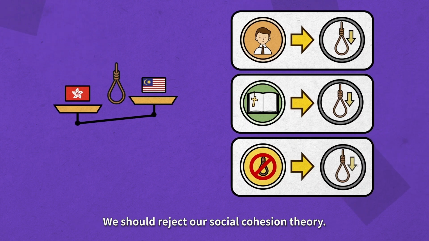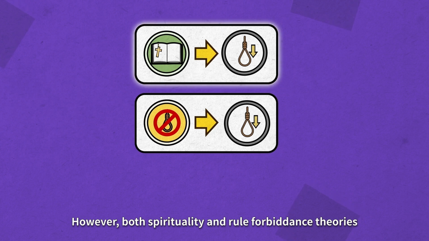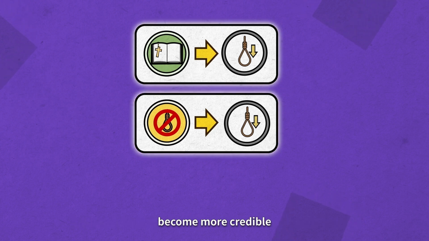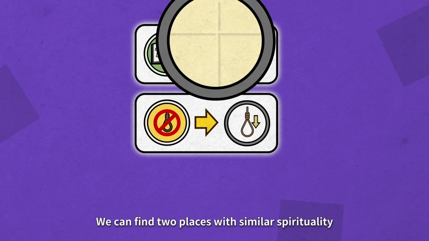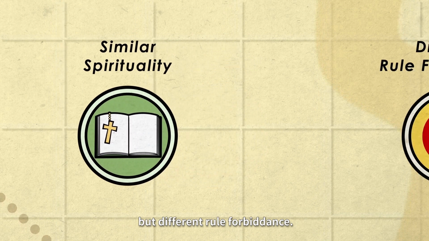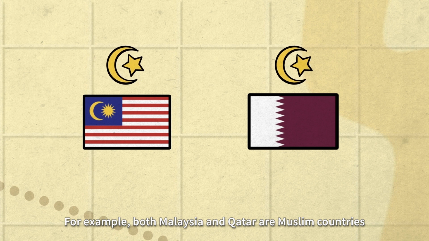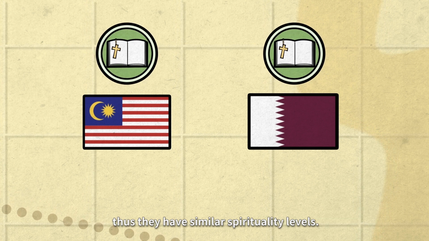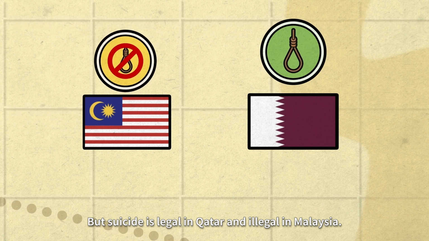We should reject our social cohesion theory. However, both spirituality and rule forbiddance theories become more credible. And we need to devise another test to examine their falsity. We can find two places with similar spirituality but different rule forbiddance. For example, both Malaysia and Qatar are Muslim countries. Thus, they have similar spirituality levels. But suicide is legal in Qatar and illegal in Malaysia.